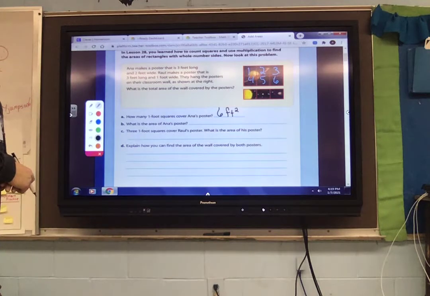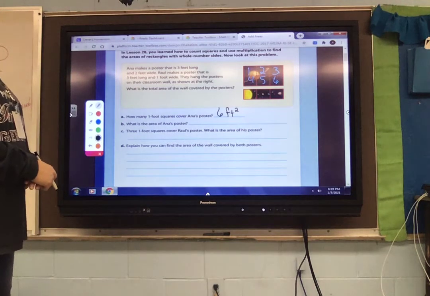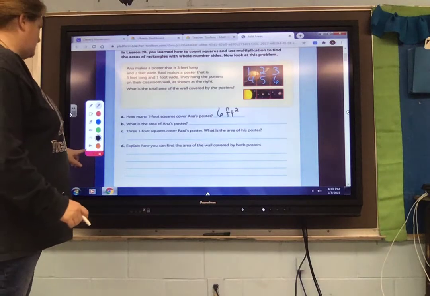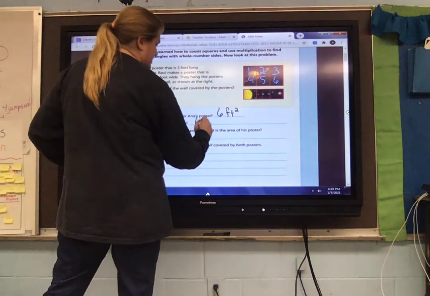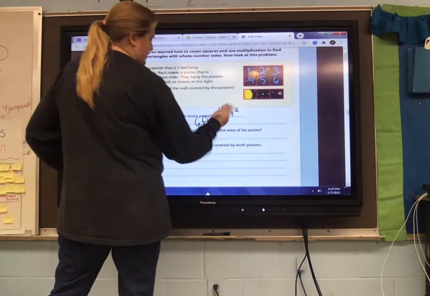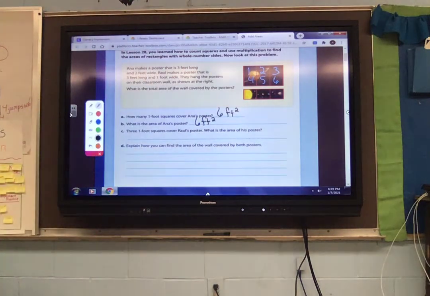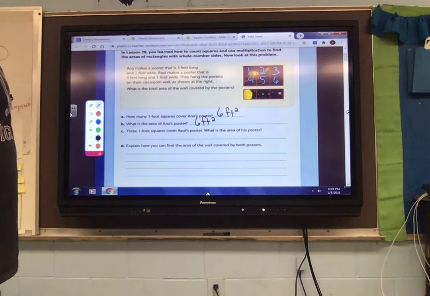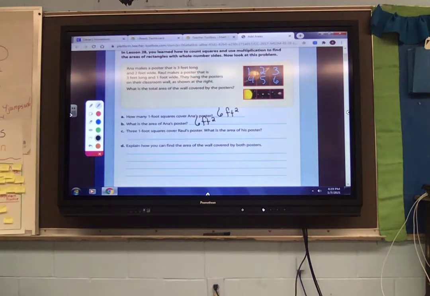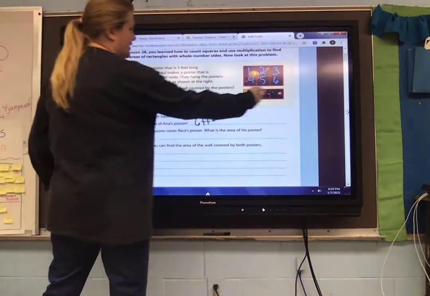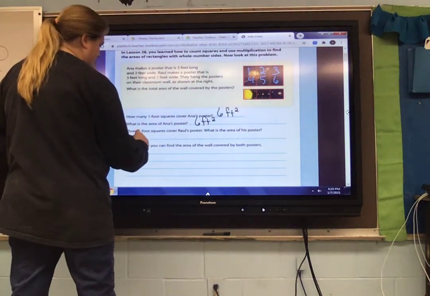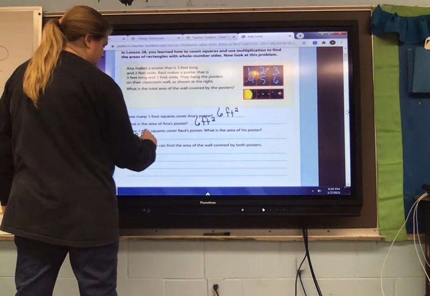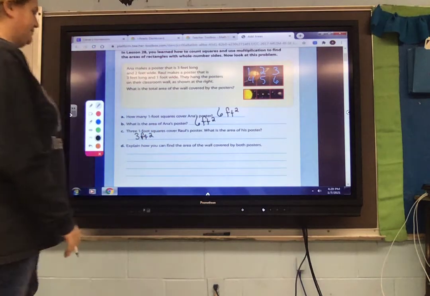Okay. What is the area of, oh, I should have put the 6 feet down here, but I'm going to leave it. I was going ahead and putting the area. So there are 6 squares, which is our area of 6 feet square. C, 3 1 foot squares cover Raul's poster. What's the area of his poster? Well, if he has 3 squares, it's going to be 3 feet squared for his area.